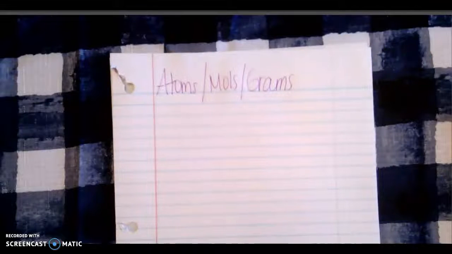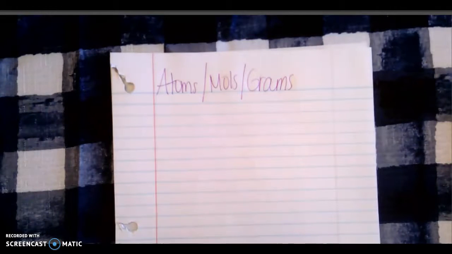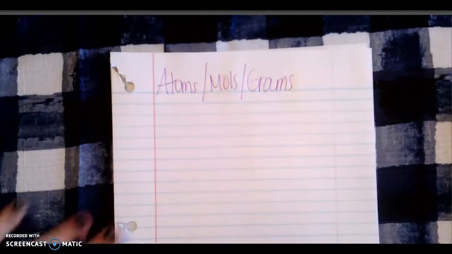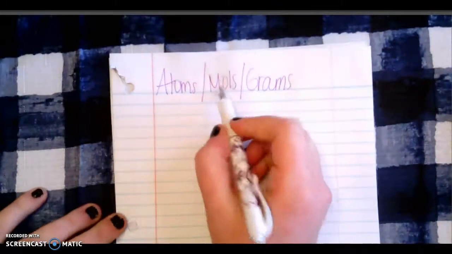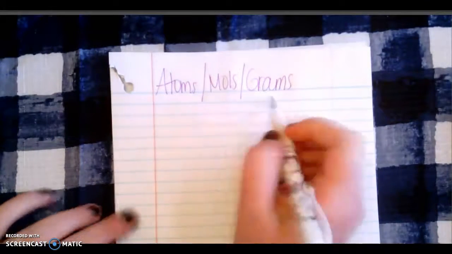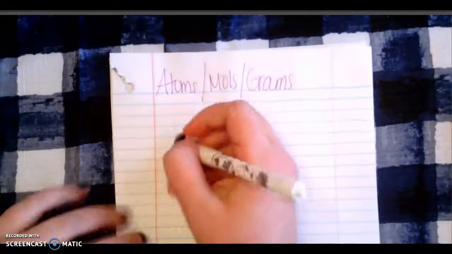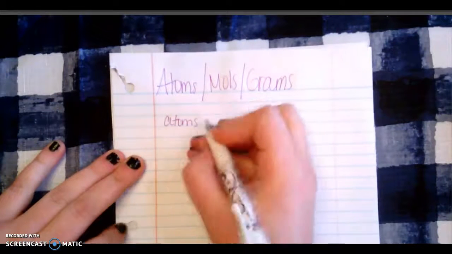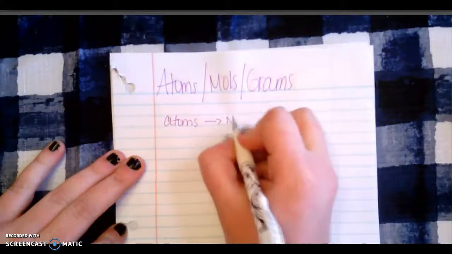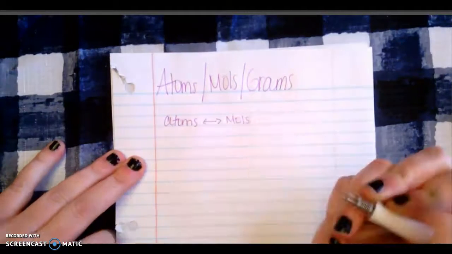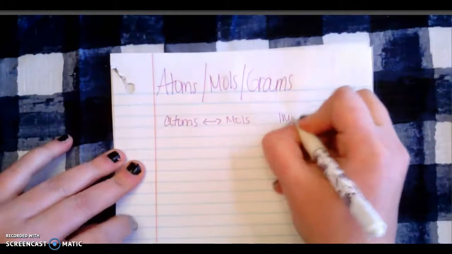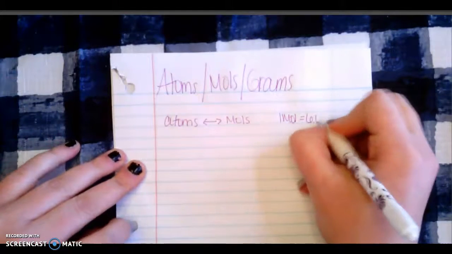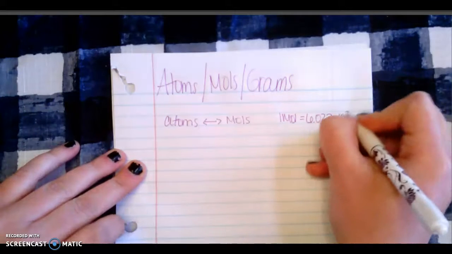Hey guys, so we're going to go over the notes real quick on how to do the atoms, moles, grams worksheet. Okay, so in previous videos, we have talked about the different ways to move between these different units. I know that I can go from atoms over to moles, because I know that 1 mole is 6.022 times 10 to the 23rd atoms.